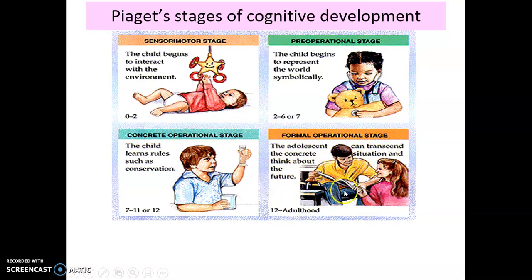At this age, individuals start to think about the future. Earlier they may just want to check the rules to play and act, but here they start thinking more about the reality of life. So I put in this circle for you to easily understand the keywords. At the sensorimotor stage, the keyword is to interact with the environment. Second stage, to represent the world symbolically. The third one is learning the rules. The fourth one is thinking about the future.